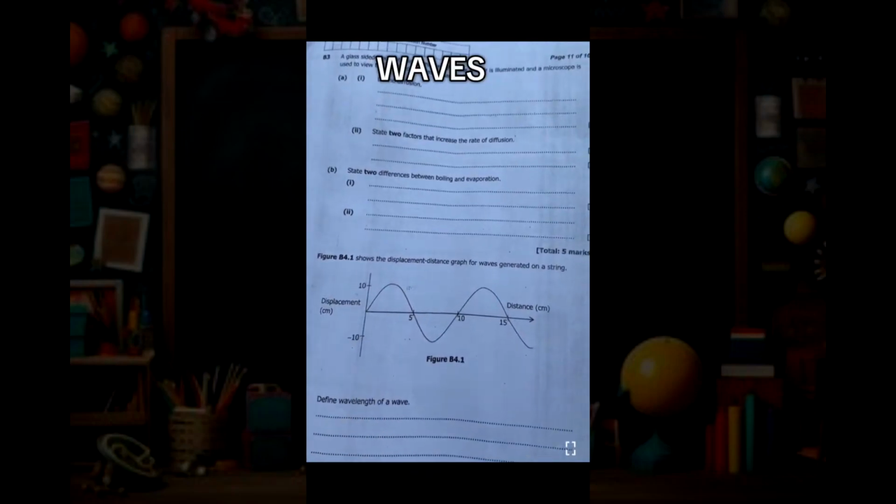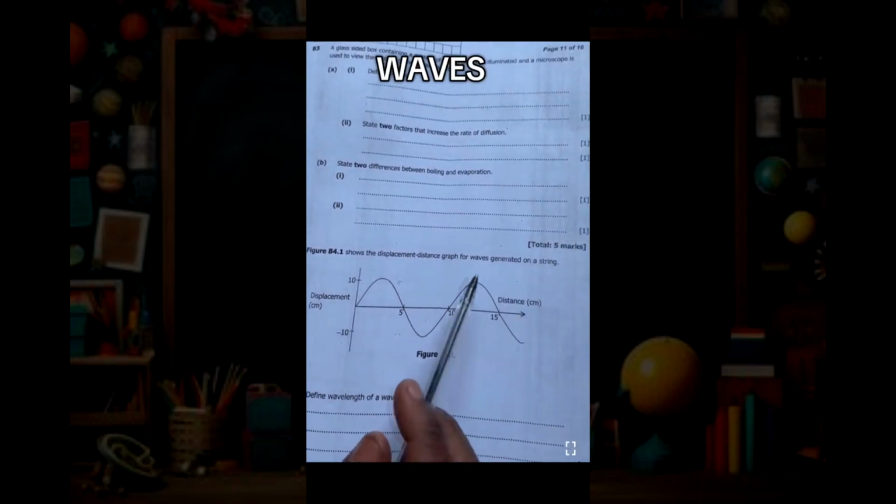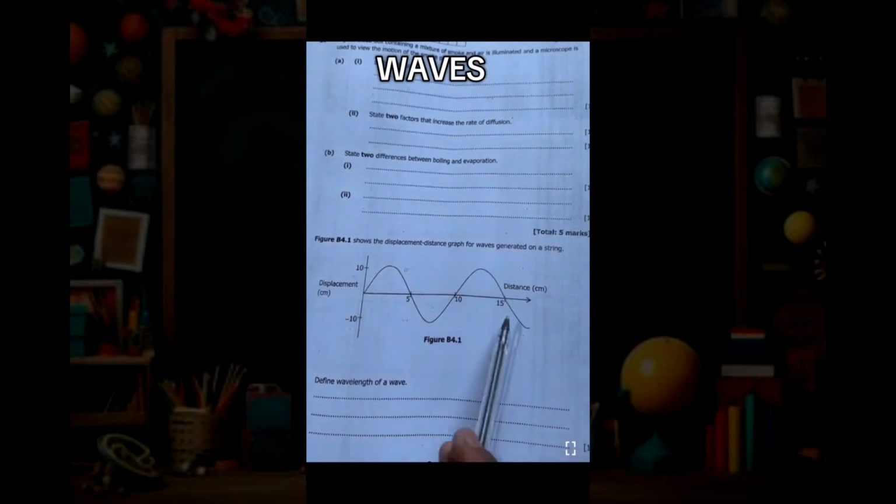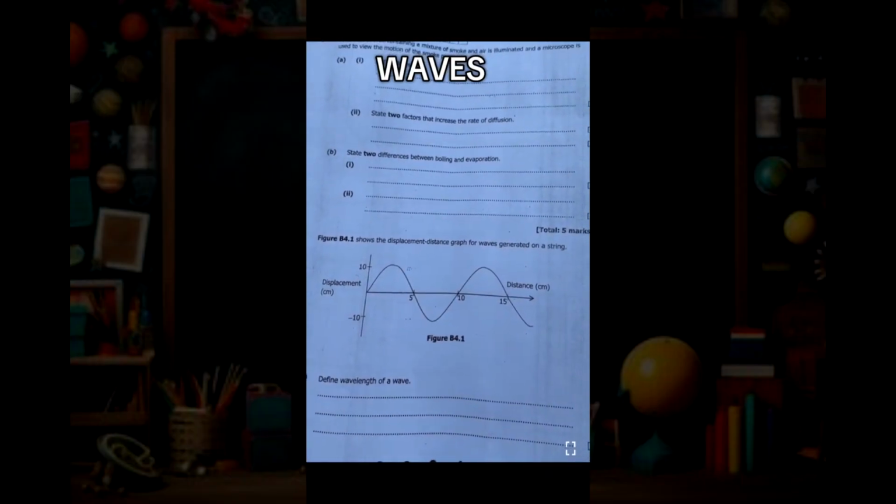Displacement-distance graph for waves generated on a string. So the first question is saying, define the wavelength of a wave.